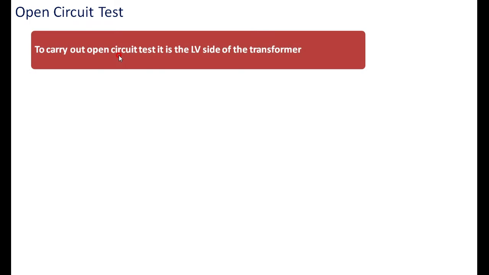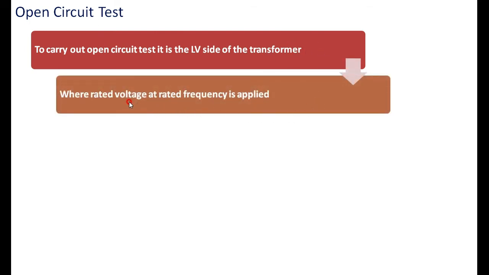What are the different points pertaining to the open circuit test that we have to look into? The first point is that to carry out the open circuit test, all the meters are connected to the LV side of the transformer, where the rated voltage at rated frequency is applied, keeping the high voltage side open. The LV side is connected to the supply. You have to apply a voltage equivalent to the rated voltage of the transformer at the rated frequency to the LV side.